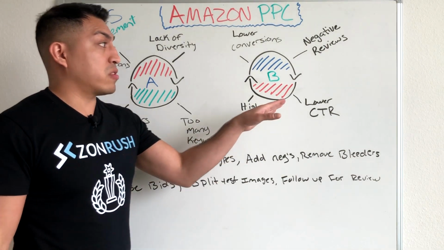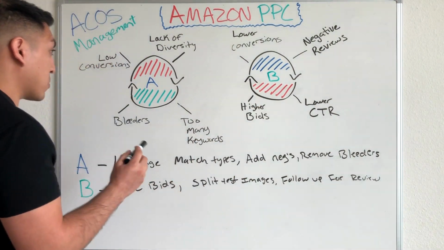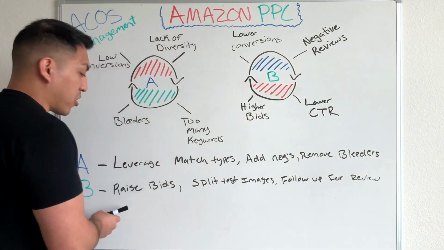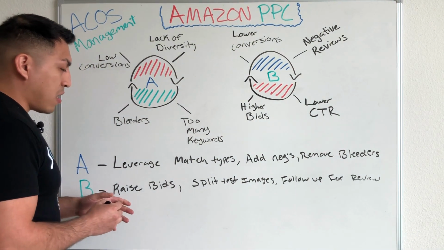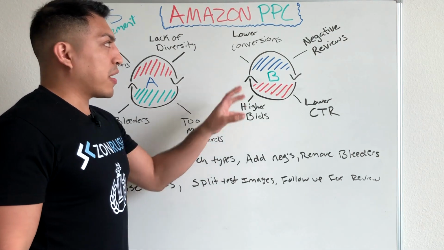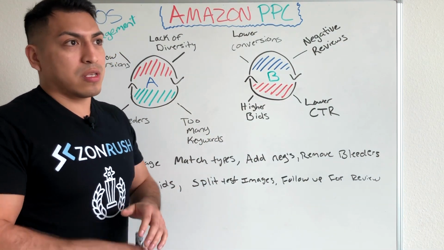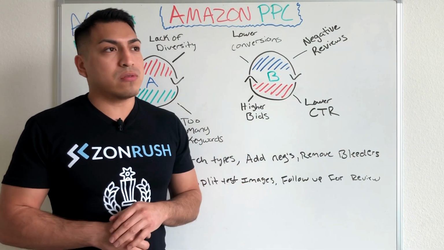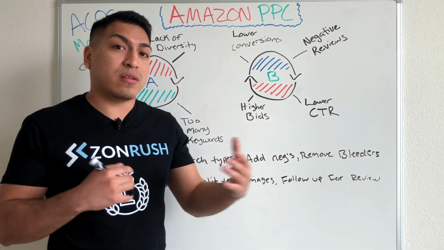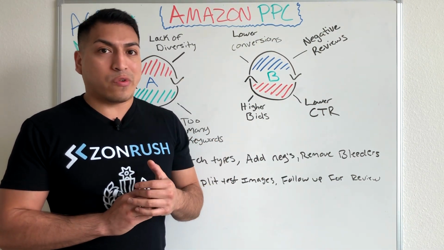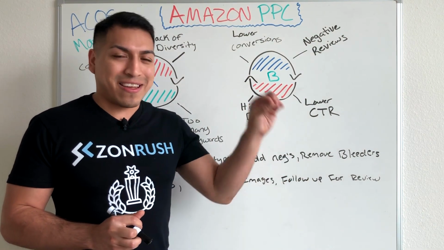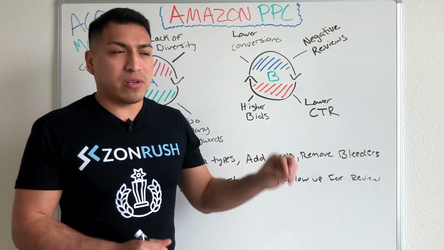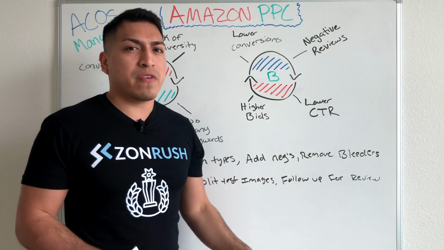Okay, now for scenario B, this one's very interesting, because what you're going to want to do is raise your bids. Because here's the thing, if you have a few negative reviews, you want to stay white hat. Don't do any black hat stuff. It's not worth it in the long term to get reviews. Just double down on Amazon PPC to get verified reviews. Okay, you're leveraging Amazon's marketplace to get you verified reviews.